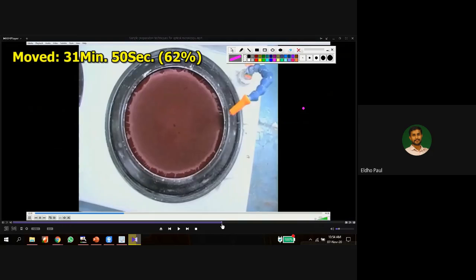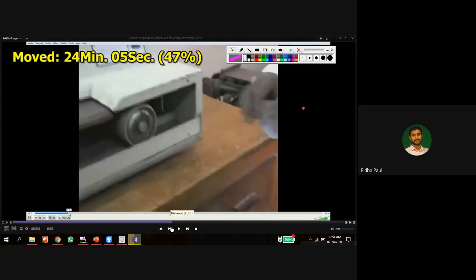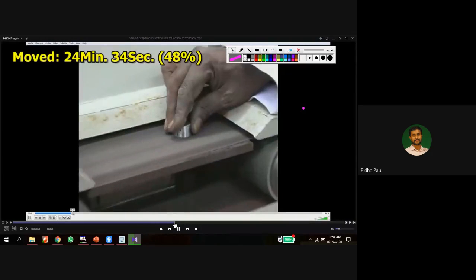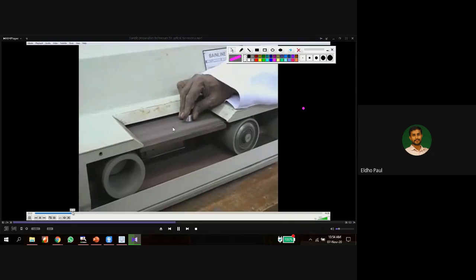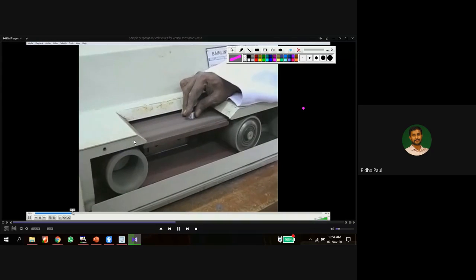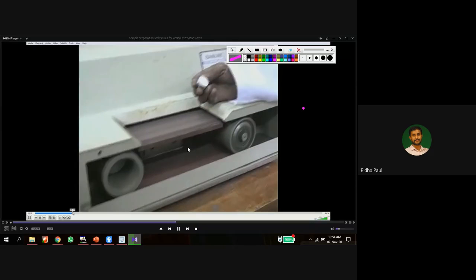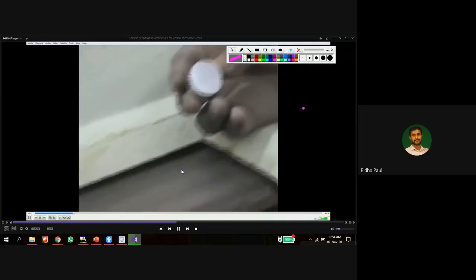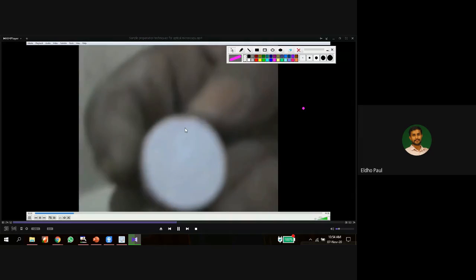Here we can see the rough grinding. This is a machine used for grinding. This is the emery paper, and we hold the specimen against the emery paper, which is actually running using a belt. By this method, by friction between the emery paper and the specimen, we get a flat surface.